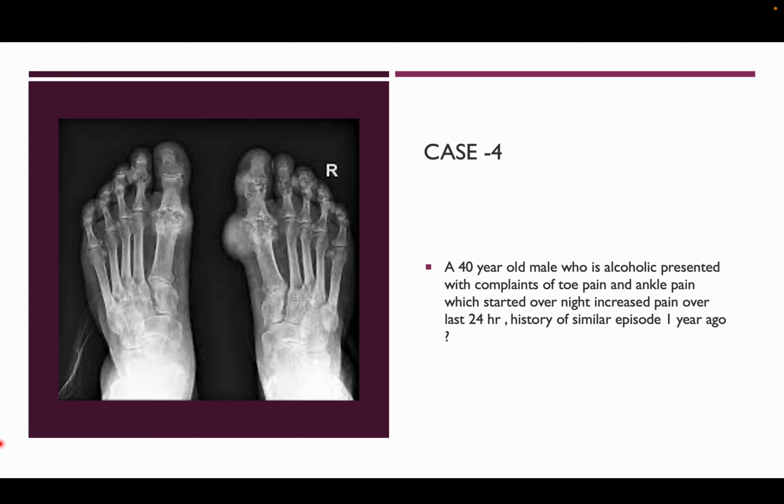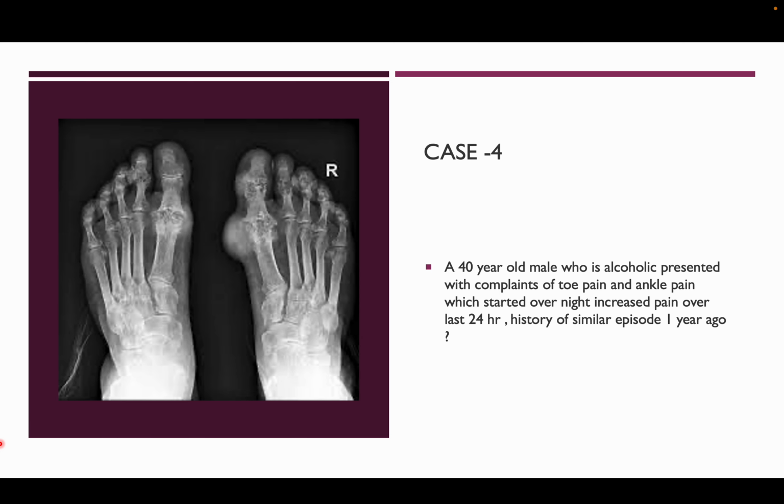So this is a 40-year-old male who is alcoholic, presenting with complaints of toe pain and ankle pain, which started overnight, with increased pain over the last 24 hours, and a history of a similar episode 1 year ago. He's complaining of pain in the toe and ankle. It started overnight, so this is a classical history of gout.